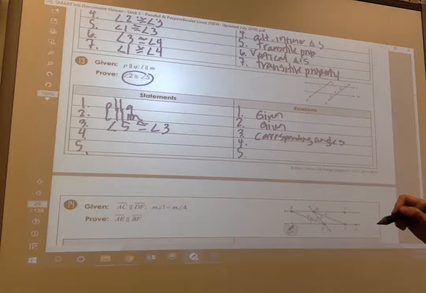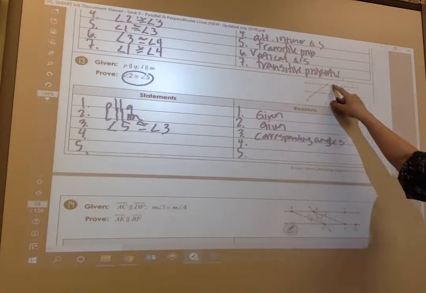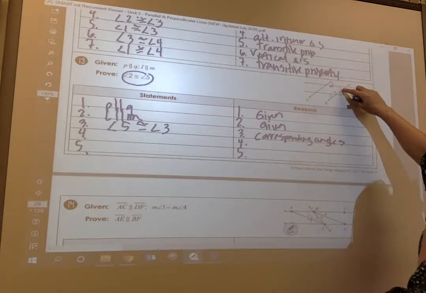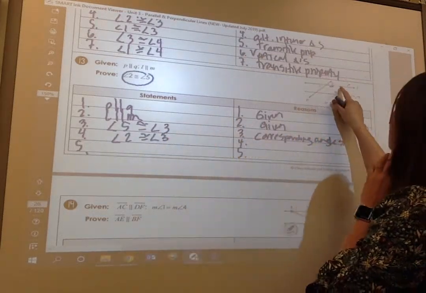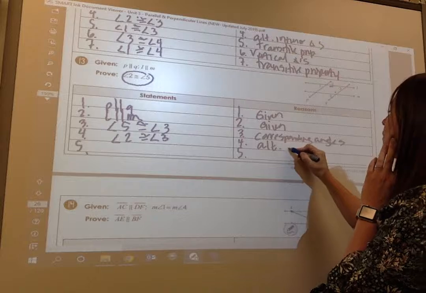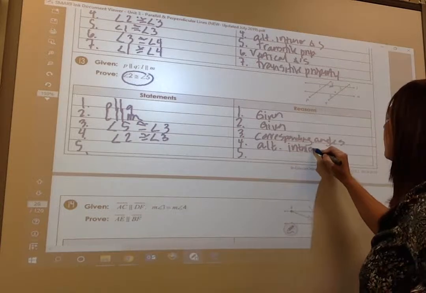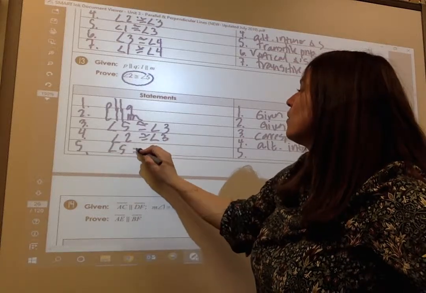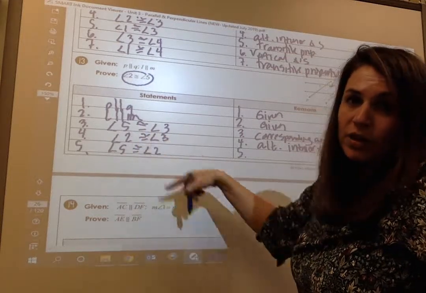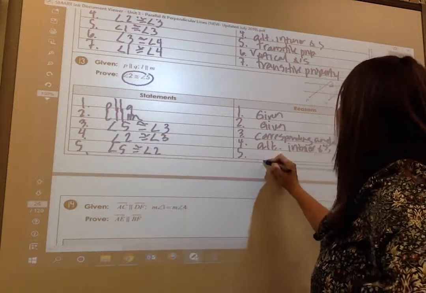Okay. Step 4, I can say that angle 2 is congruent to angle 3 because these lines are parallel. So I can say that angle 2 is congruent to angle 3 because of alternating interior angles. And now I can say that angle 5 is congruent to angle 2 because of the transitive property.